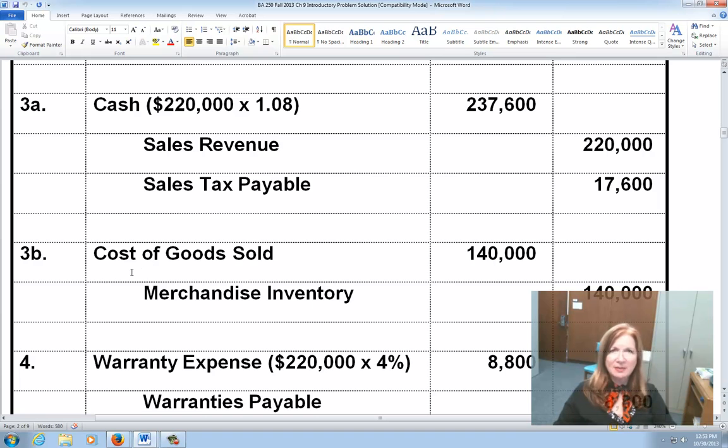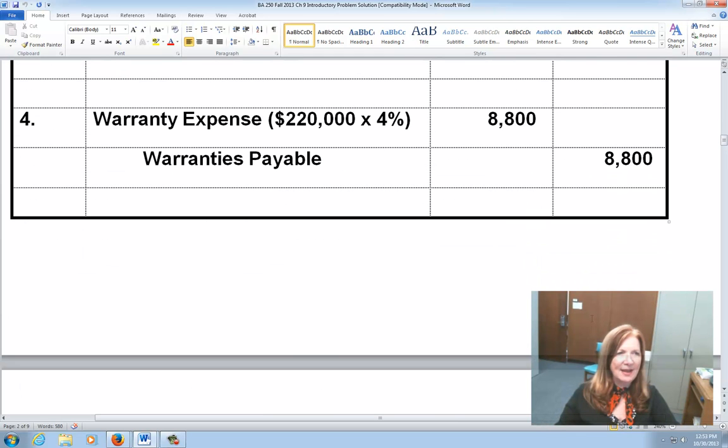The B part is to recognize the change in inventory. So I'm going to debit cost of goods sold, the expense for the historical cost, $140,000, and it said merchandise had a cost of $140,000, and then merchandise inventory is going to be credited. It's an asset, it's coming down, so I'm going to credit merchandise inventory for $140,000.